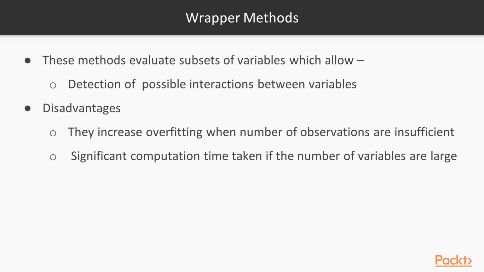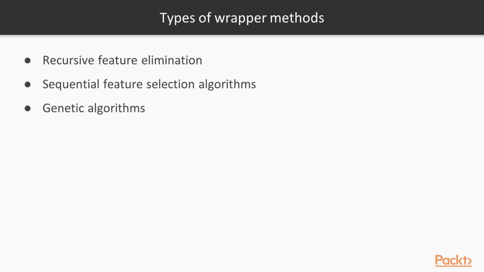You don't want to spend a lot of time trying to do the sort of data engineering before you even start building the model, especially if that is super unnecessary. Types of wrapper methods are recursive feature elimination, sequential feature selection algorithms, and genetic algorithms.